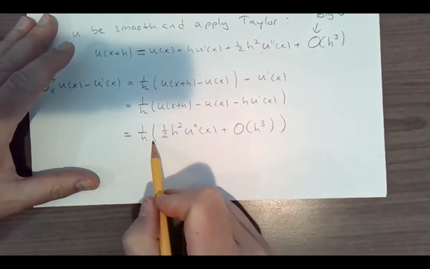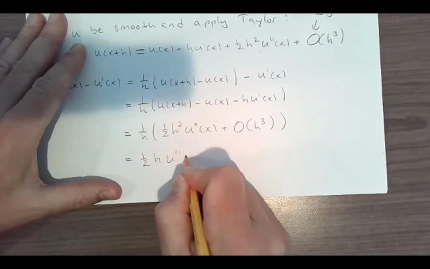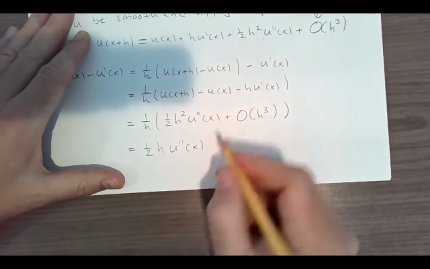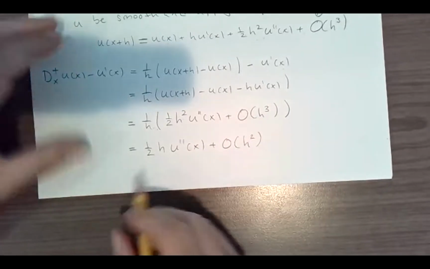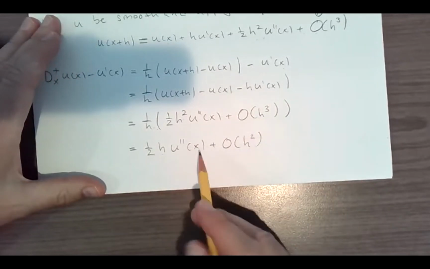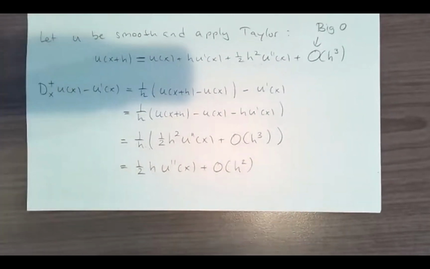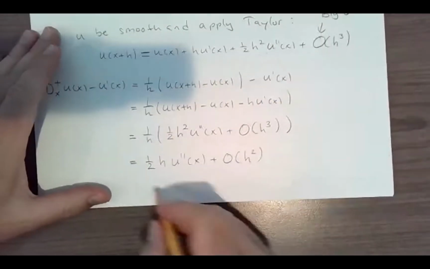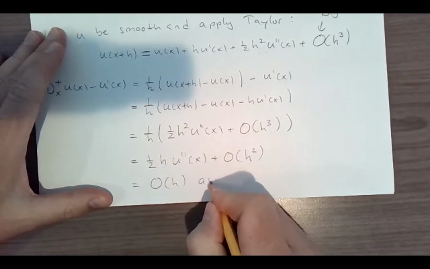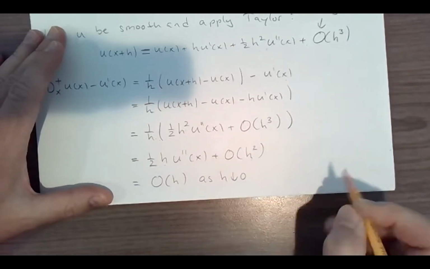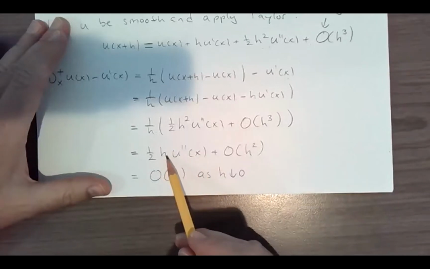Okay, so I can simplify now. This will be 1/2 h u double prime of x, and I'll do the same thing here. This will be O of h squared. And so you can see the lowest order term, we're thinking about h being small here, so this is as h goes to 0. This here will be big O of h. H is positive, and it goes down to 0. The leading order term here would be h.